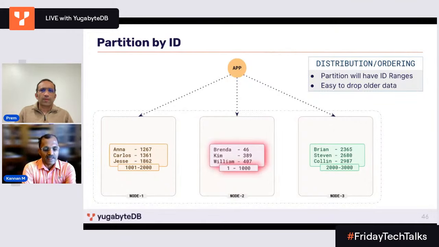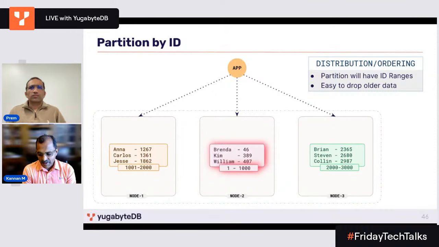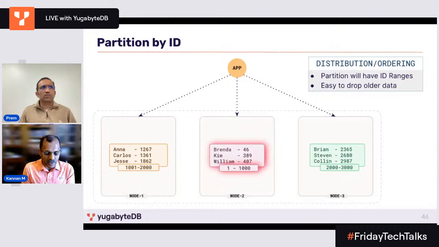So it makes data management very easy. So that is one use case. And the other use case is taking something like the geolocation column of a table, like the country they are residing in, and partitioning the data by geography.